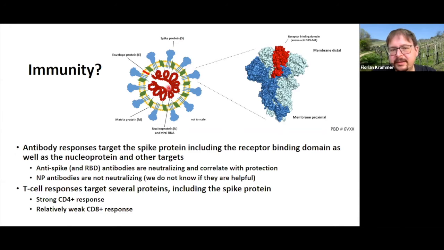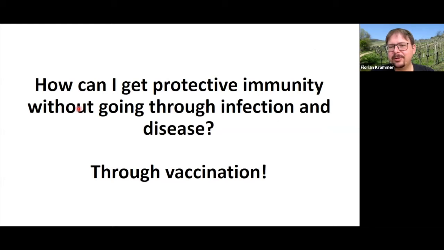We also know that we get T cell responses. There are different types, CD4 and CD8 T cells, and they develop also after infection. But of course, you don't want to go through an infection to be protected from the virus, right? And there are other ways to do that. And of course, that's vaccination.